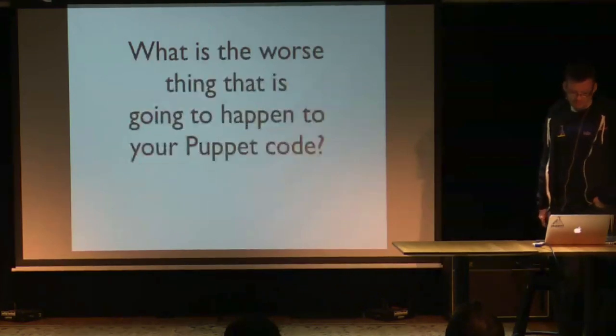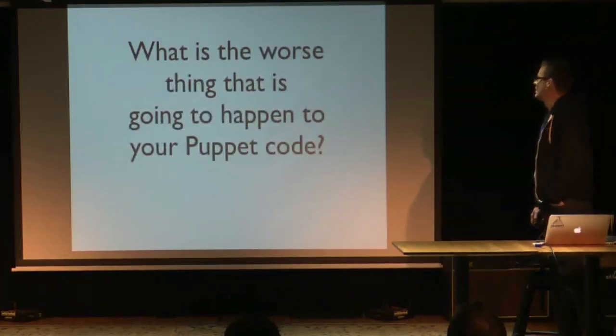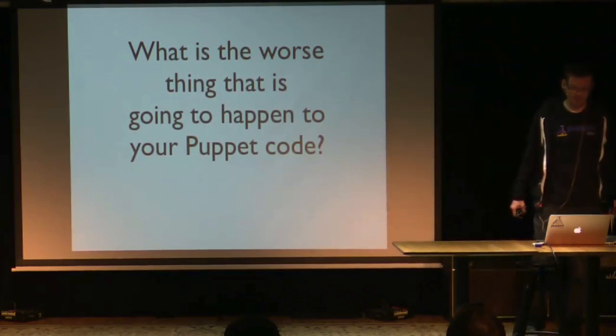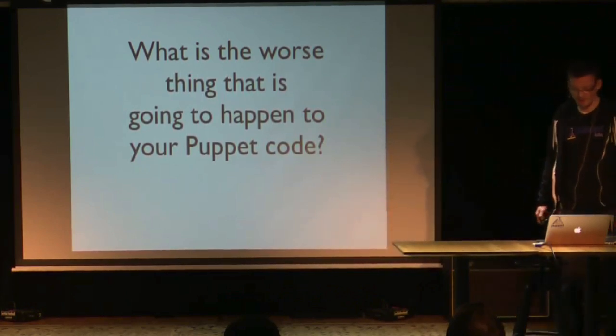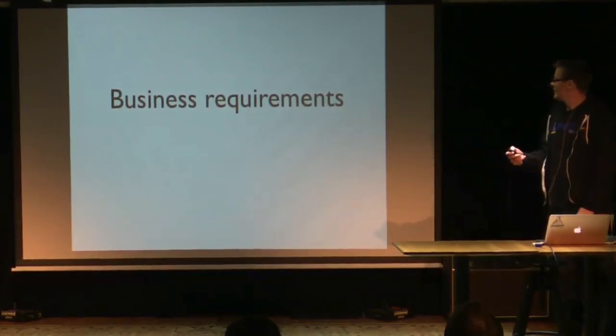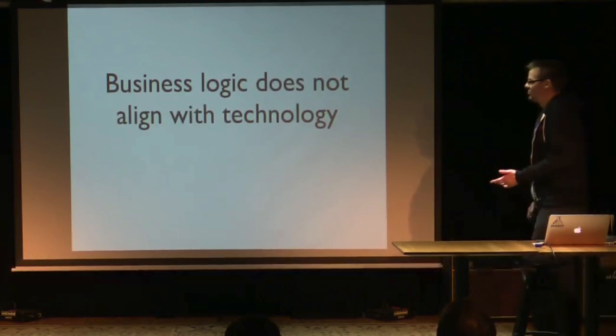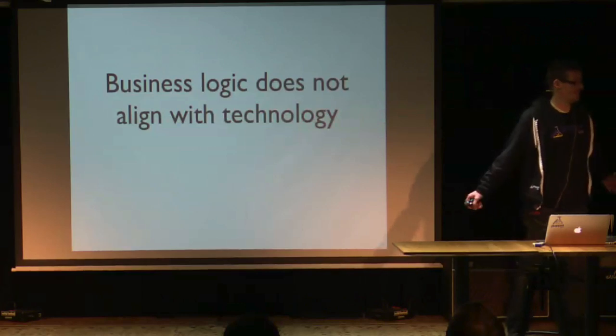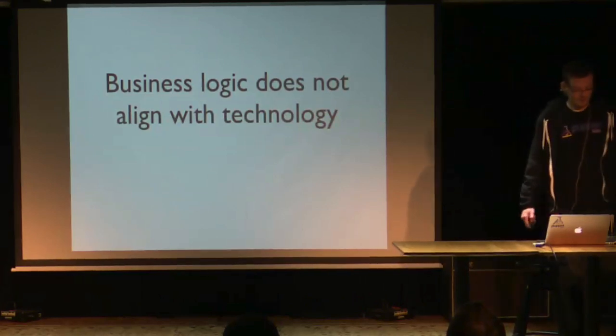So an example I'm going to use: you've just written some nice, really beautiful, clean Puppet code. What's the worst thing that's going to happen to your code? It's going to be business requirements. Yeah, it seriously is. Because business logic doesn't always align with technology. Yeah, it just doesn't.